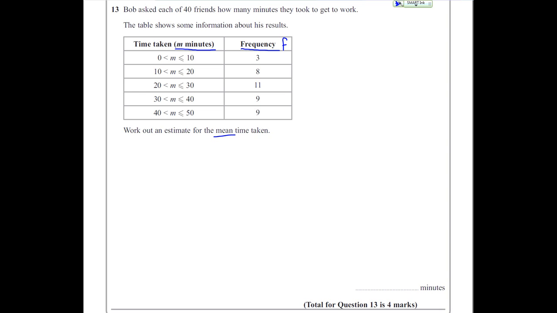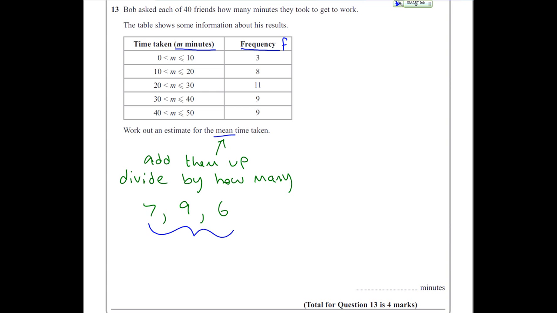What does mean mean then? Mean means add them up, divide by how many there are. Now, usually, if you've just got numbers like 7, 9, 6, add them up, then you can get 22. Divide it by 3, because there's 3, that will give you the average. And it's going to be 7 point something, I'll do it on my calculator. 7.3 recurring. That's normal average, okay?